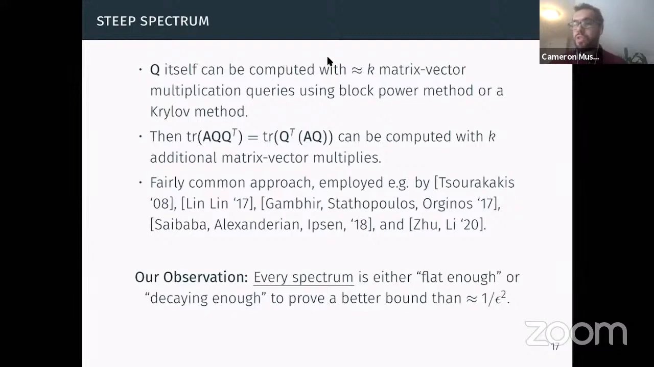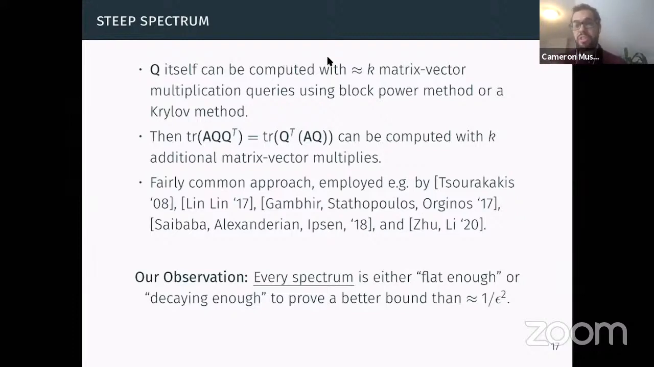Now this approach of approximating the trace by the largest eigenvalues is quite common. It has appeared a lot in the literature before. Again, I'm probably missing some papers, but notable ones include this paper by Saibaba, Alexandrian, and Ipsen, which looks very closely at this method, where they use a randomized method to approximate these top k eigenvalues.